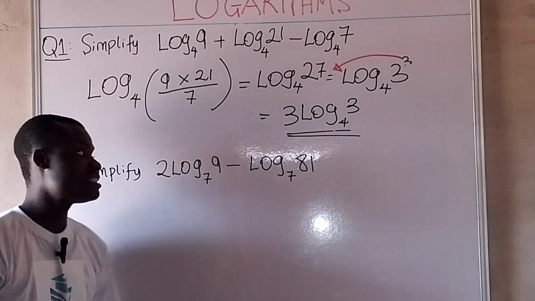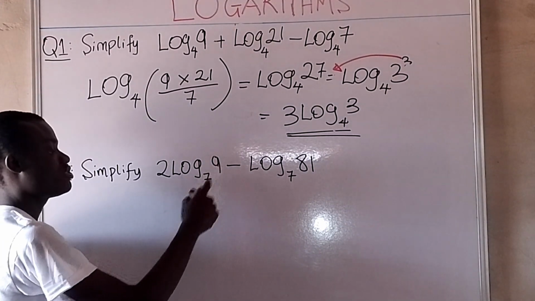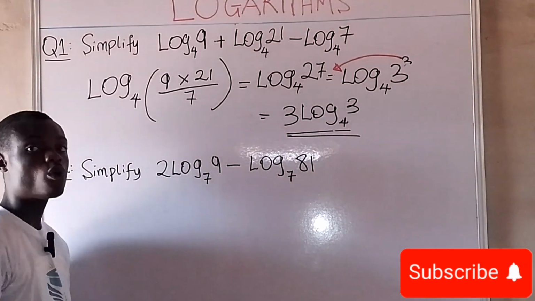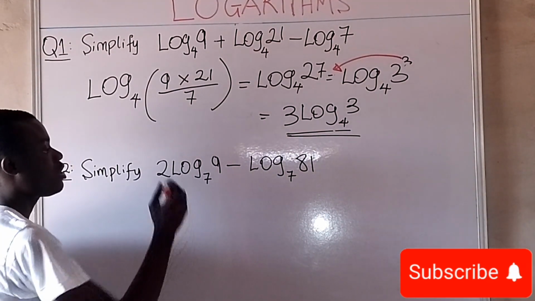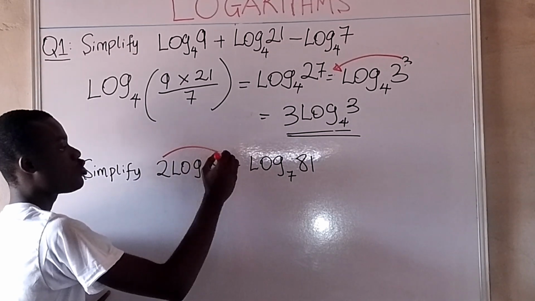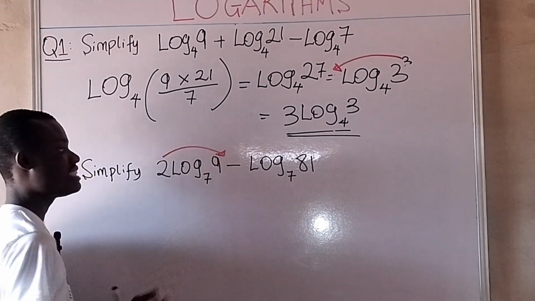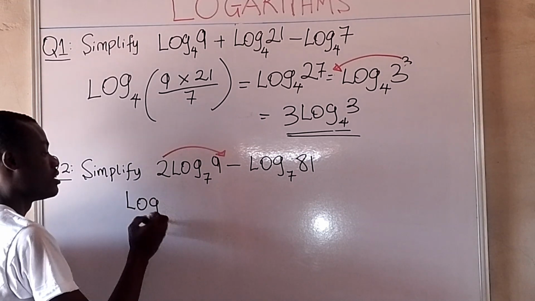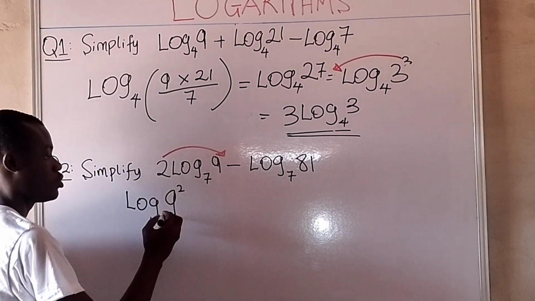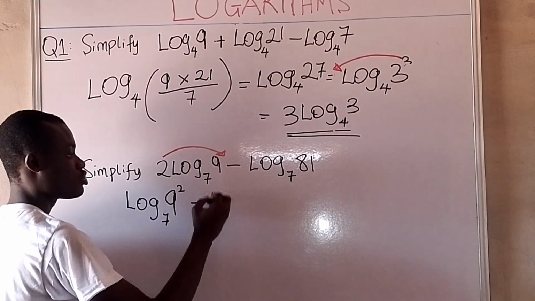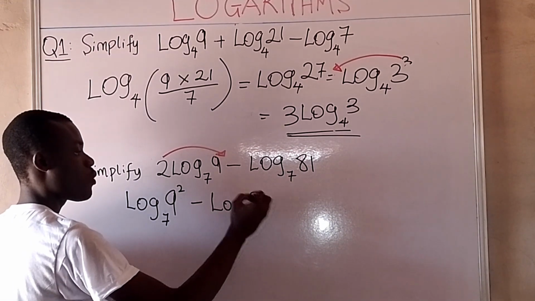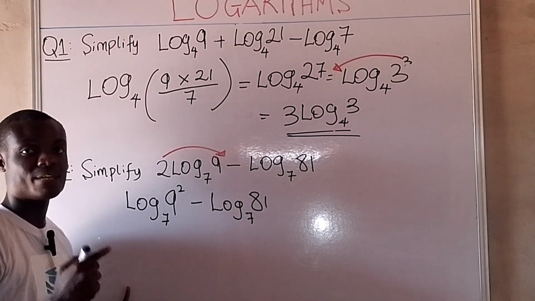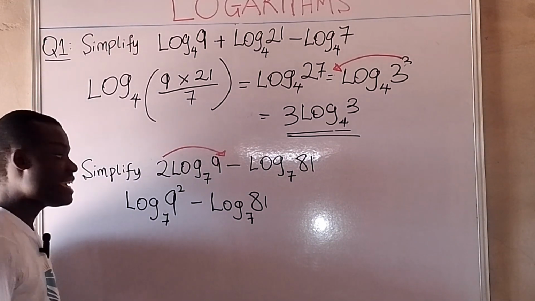So question 2 reads, simplify 2 log 9 to the base of 7 minus log 81 to the base of 7. Now going back to our third law, we can take this number to become the power to which 9 is raised. So I can write this expression as log 9 raised to the power of 2 to the base of 7 minus log 81 to the base of 7. Now 9 squared means 9 times 9, and 9 times 9 will give us 81.